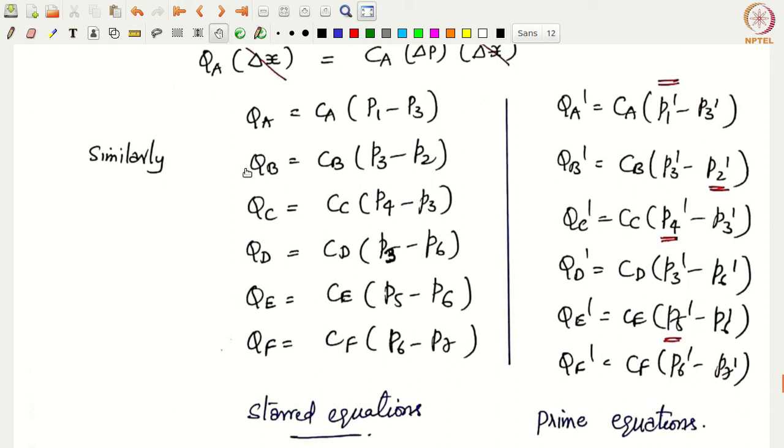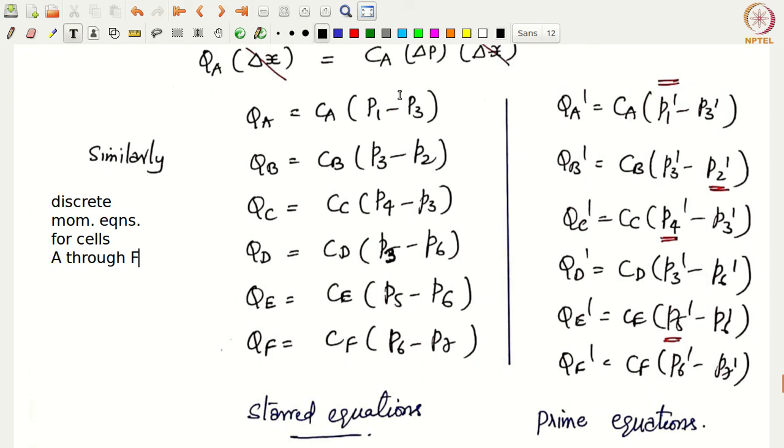So these are the discrete momentum equations for cells A through F, right? Okay. Now once you know these, basically these are the starred equations, right? These are the starred equations.